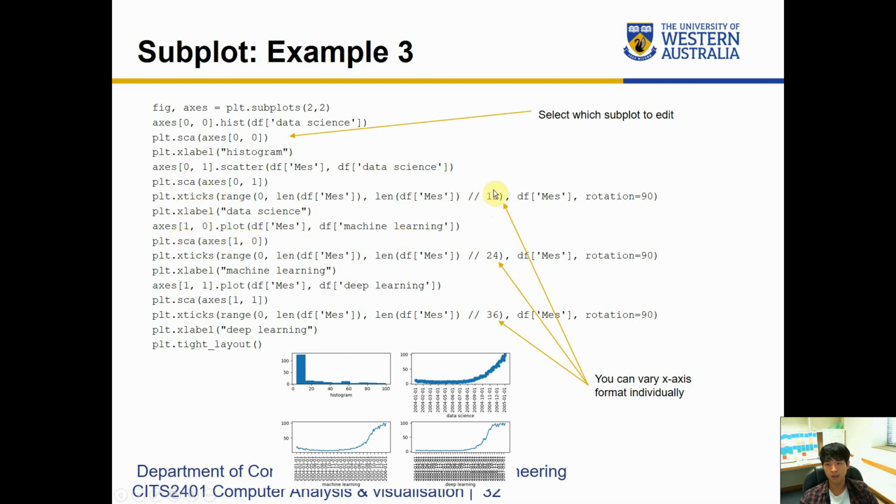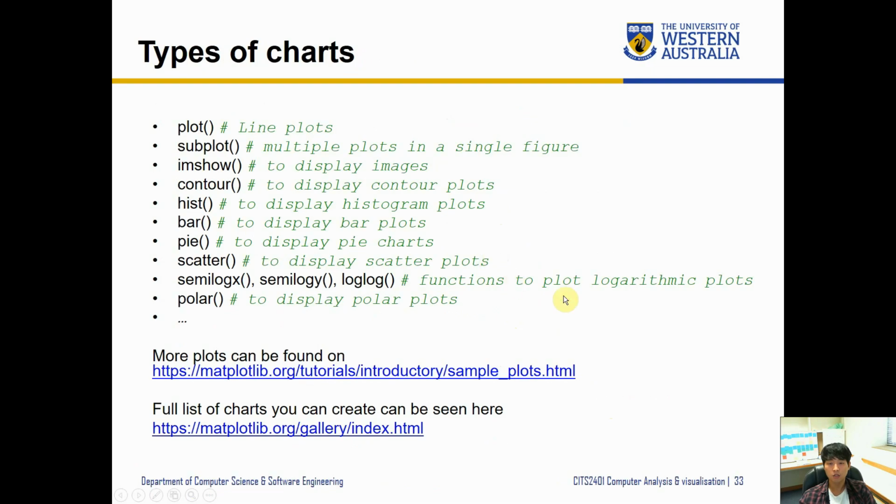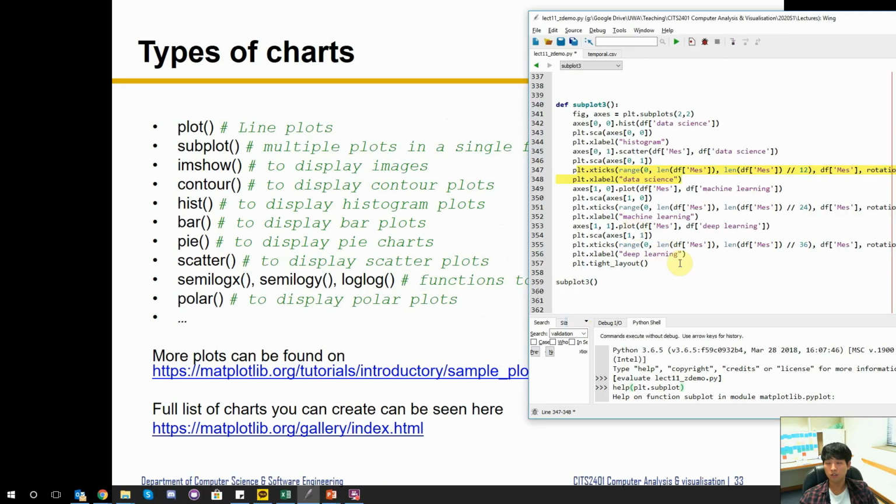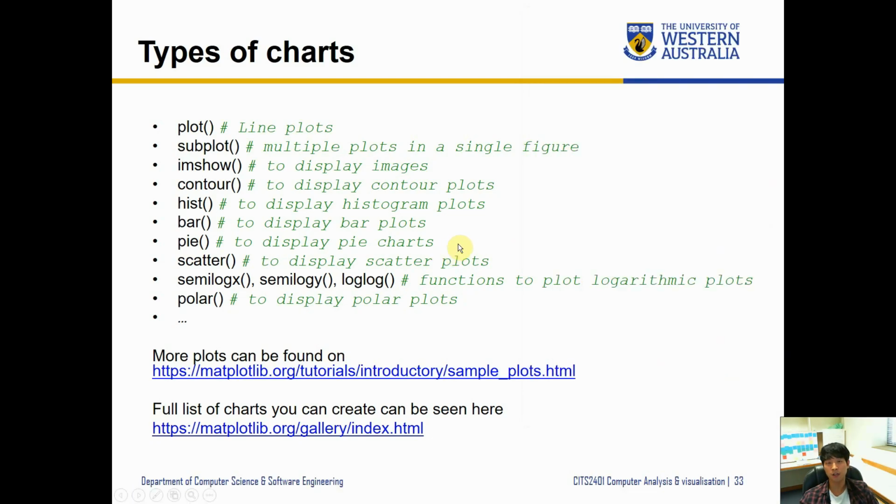Here I have put 12, 24, and 36 to show the difference. As this value gets larger, we have more values to plot, so it gets more crammed. We have seen a few types of charts here, like the scatter and the histogram, but there are actually a lot more types of charts. You can have a look at these sample plots, or look at the full list of charts, and quickly look through to see what you can plot.